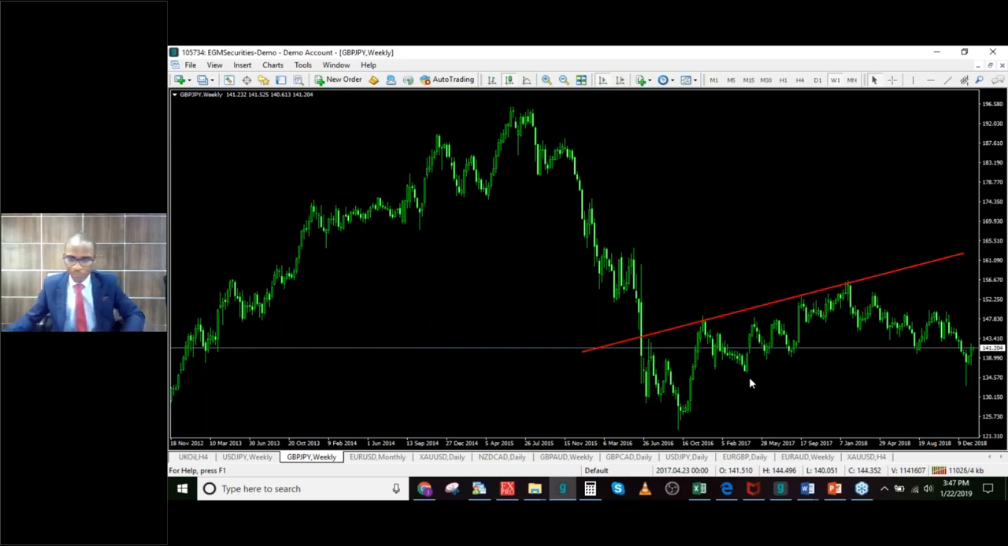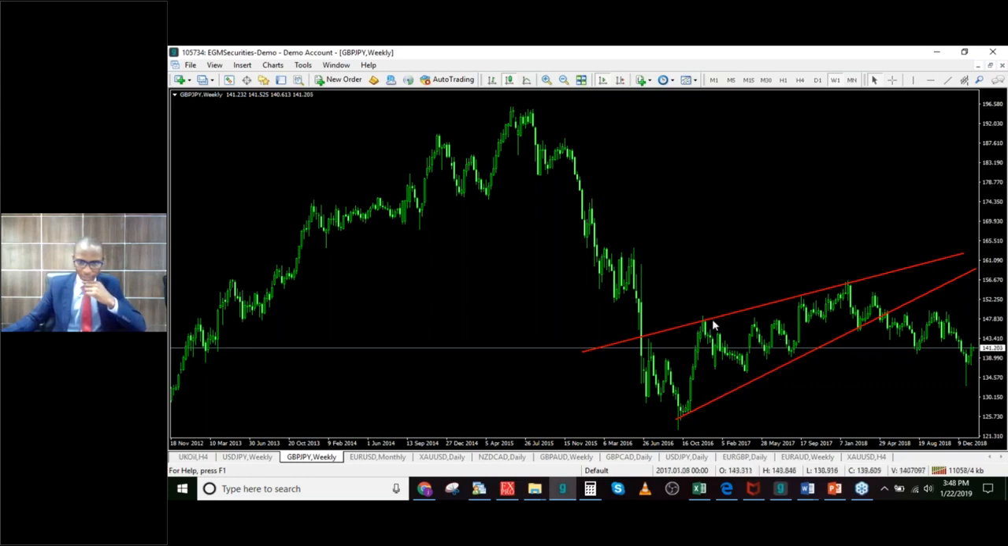And therefore, I'm just going to further draw this wedge, and I'm going to simply join the swing lows of this pair right there. Okay, that's it. This is how you simply identify and draw a forex wedge.